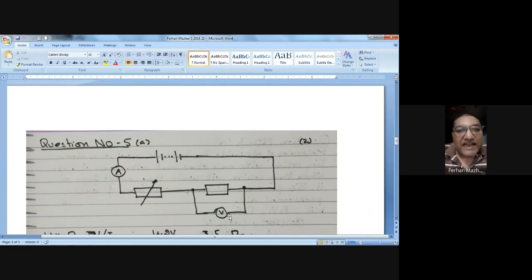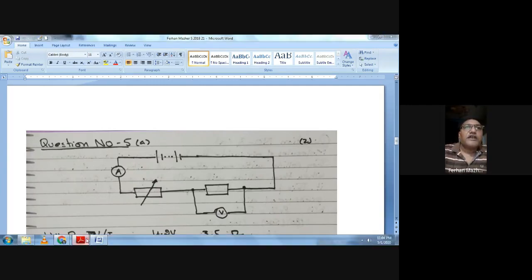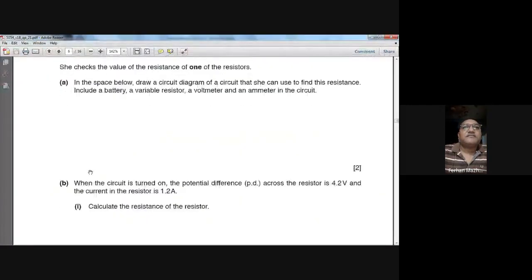So this is the circuit diagram which we will require if we want to find out the resistance of that resistor. I hope you are able to understand this circuit diagram. It's a 2-mark question. Okay, we are moving to the next part.